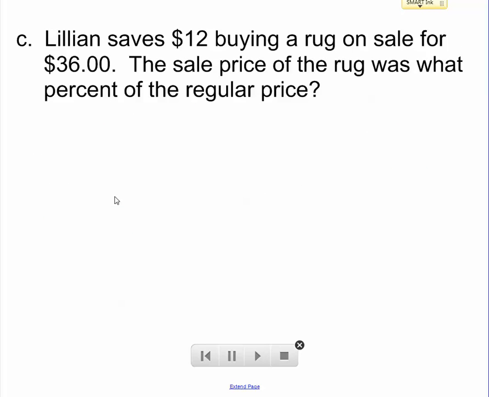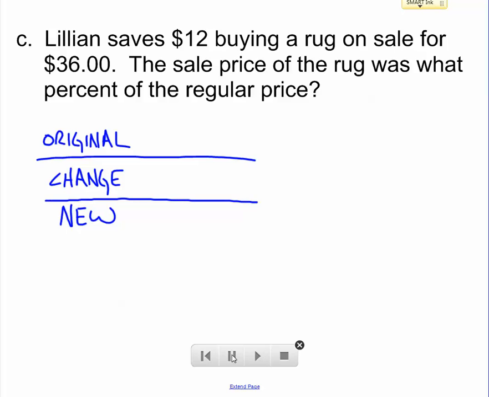Lillian saves $12 buying a rug on sale for $36. The sale price of the rug was what percent of the regular price? Okay, so this time they're asking us a percent, but we can use the same ratio table. We've got the original price, we've got the change in the price, and we've got the new price. Now in this case, the original is always 100. I'm sorry. We're trying to find the change. We don't know what it is. And we don't know what percent the new was. We can figure that out here in just a second.